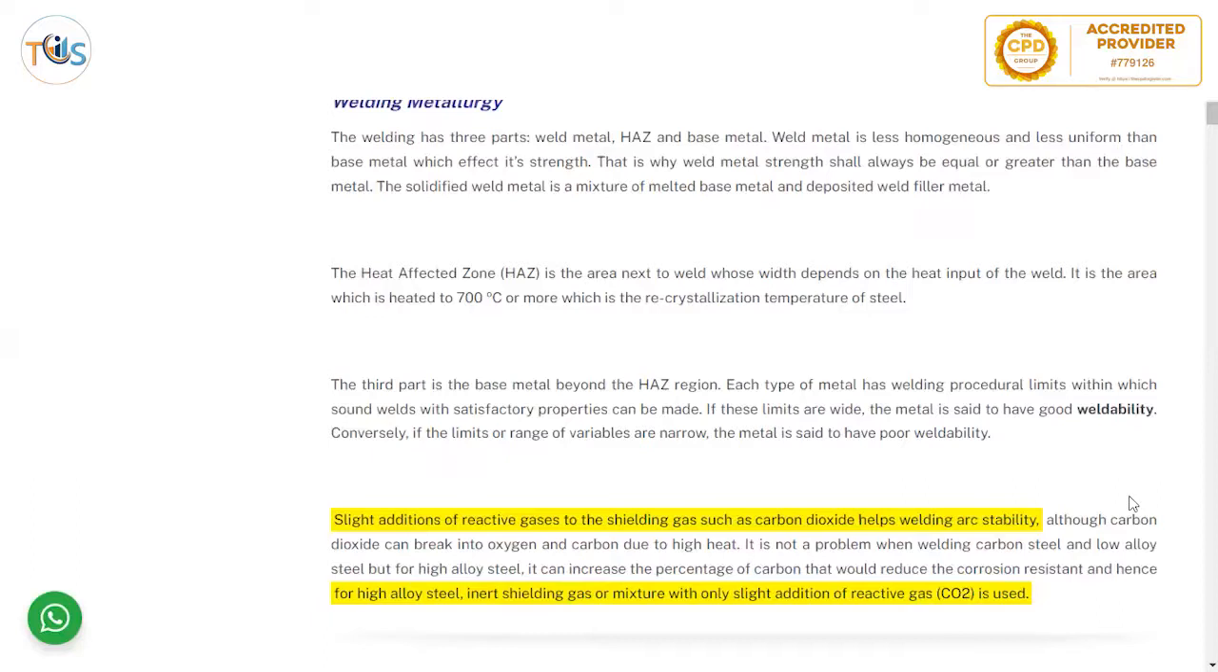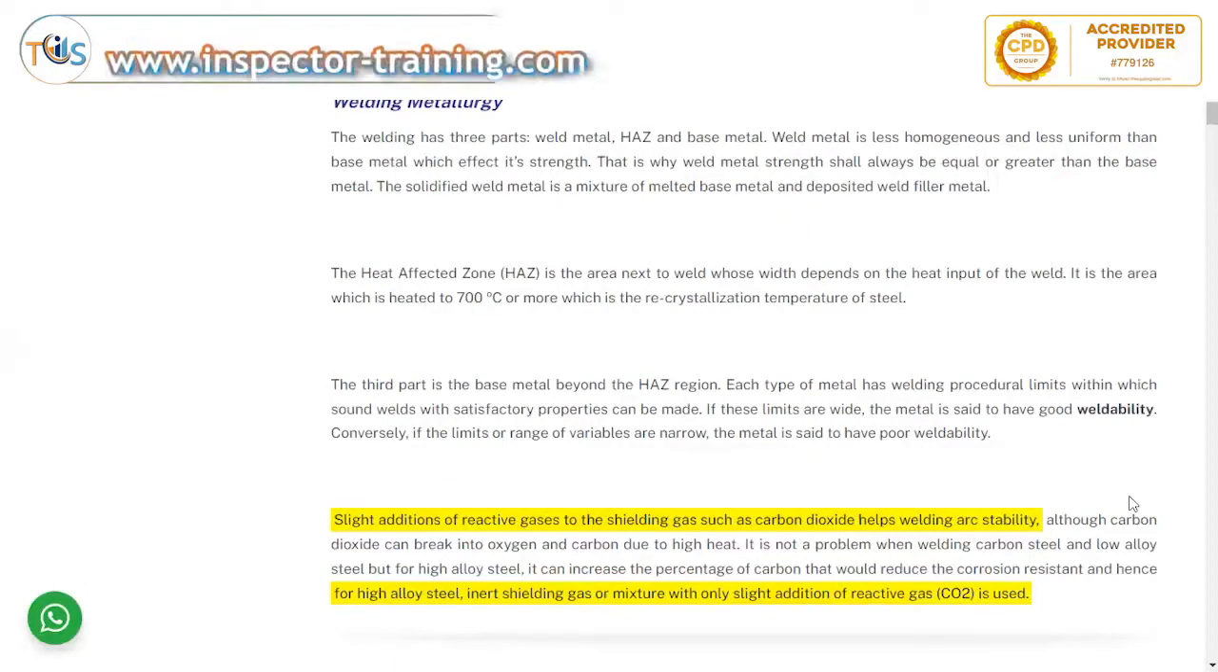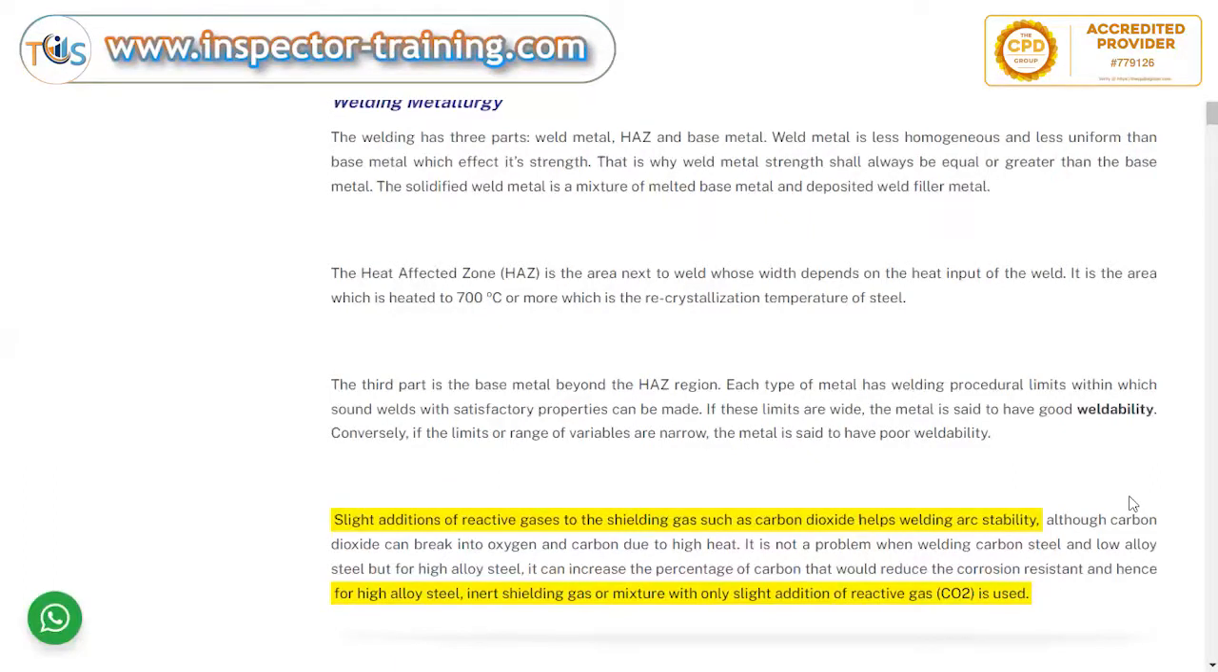Each type of metal has welding procedural limits within which sound welds with satisfactory properties can be made. If these limits are wide, the metal is said to have good weldability. On the other hand, if the limits or range of welding parameters are narrow, the metal is said to have poor weldability.